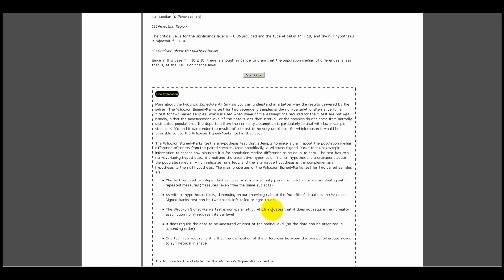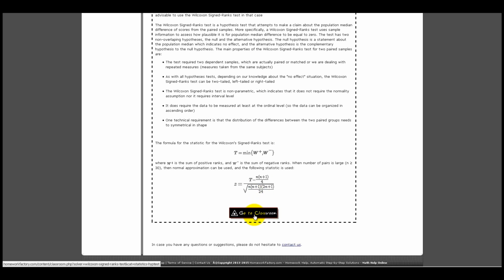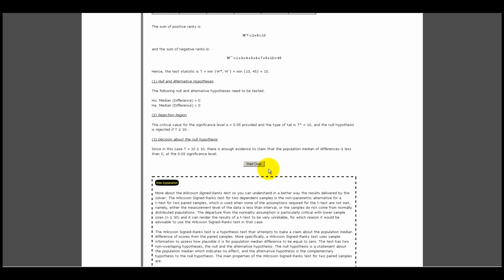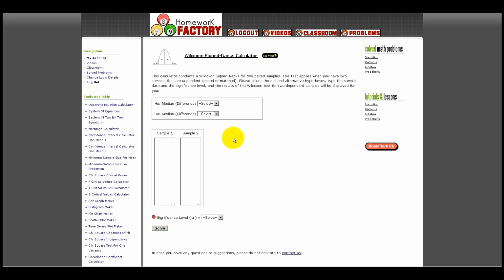You can start over. You can click here, go to the classroom to see a list of solved problems, or you can reinforce these concepts, or you can see explanations. You can see videos, or you can start over and just type your data again.